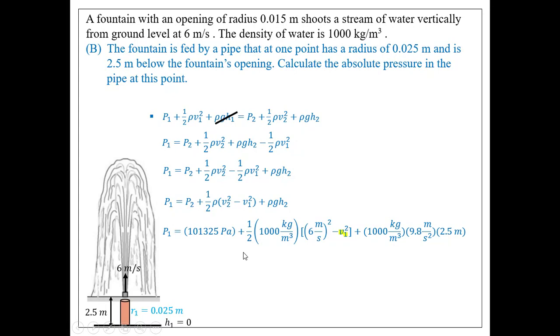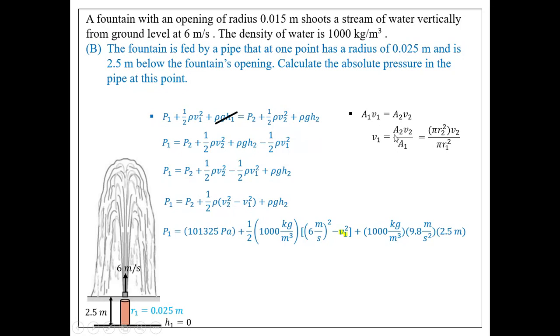So as you can see, in order to find P1, we need to find what the speed inside the pipe is, right? How fast is this water flowing inside this vertical pipe that's 2.5 meters below the ground? So to find V1, I can just go ahead and set up the continuity equation. Here I need to find what V1 is, so therefore I need to divide both sides by A1. So V1 is A2 times V2 divided by A1.